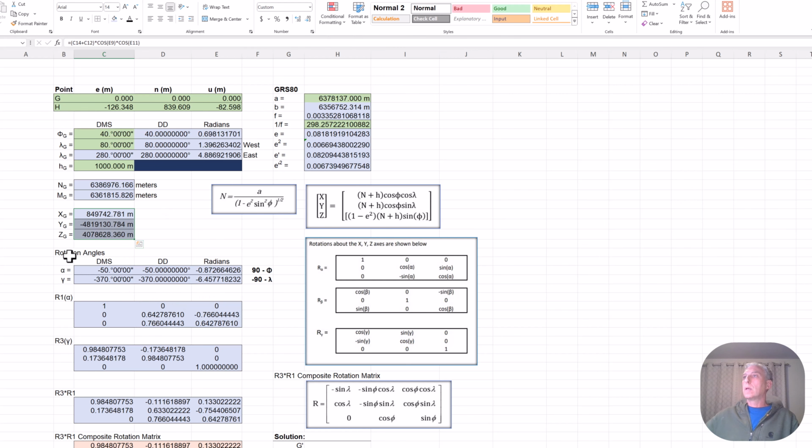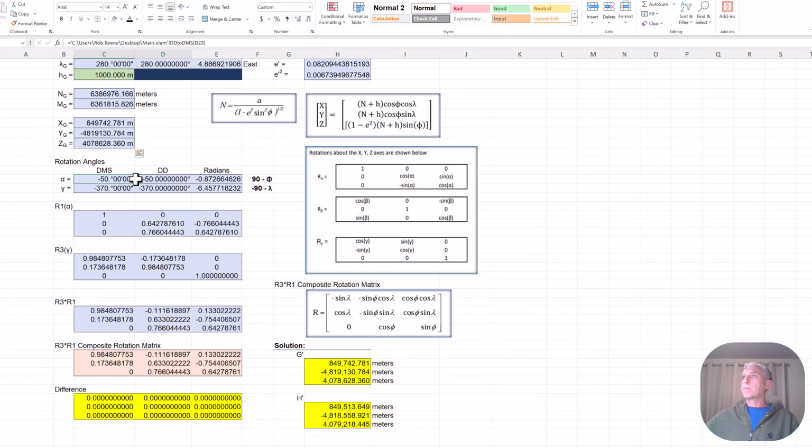And then I have my rotation angles, which are 90 minus phi here. And that's all I did was just, with the radians, calculated 90 minus phi. Sorry about that. I realized I have my notation wrong. It's phi minus 90, or my geodetic latitude minus 90. And then my gamma is minus 90 minus lambda. And all I did was just calculate that out with radians and then convert it to decimal degrees and DMS, just so I could see that they make sense.